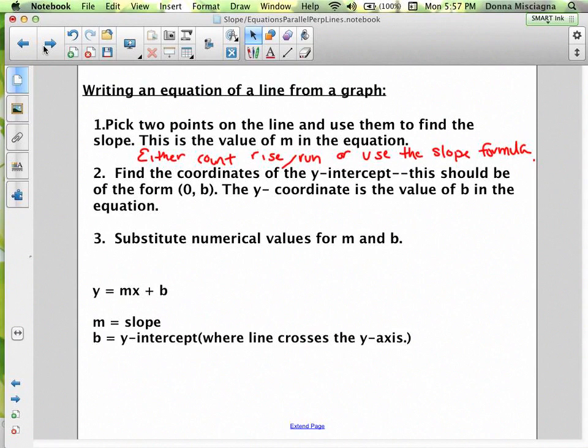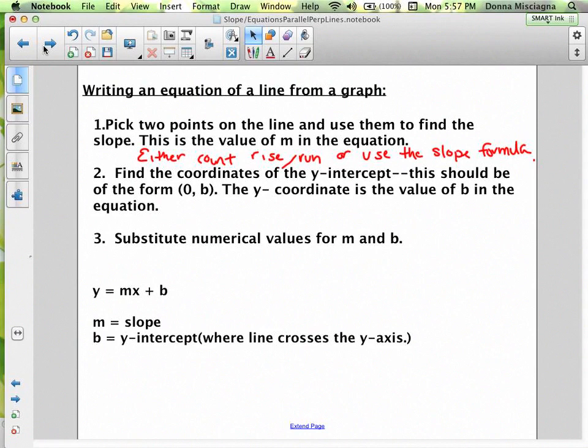All right, so you've got to pick 2 points on the line and use them to find the slope. This is the value of m in the equation. Now sometimes you can count the rise and run. The points are easy to see, the lines on the graph are easy to see, it's nice and big. Fine, you can count the slope. Sometimes, though, you might have trouble counting the slope. If you're having any trouble counting the slope, always use the slope formula.